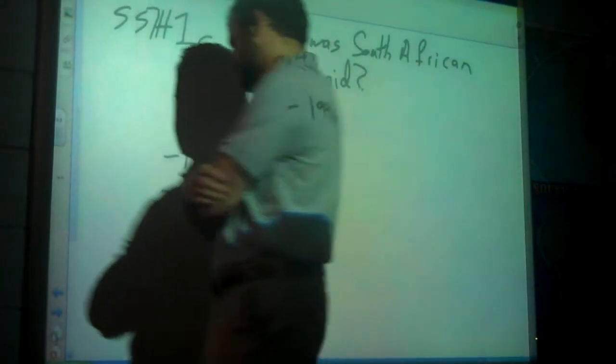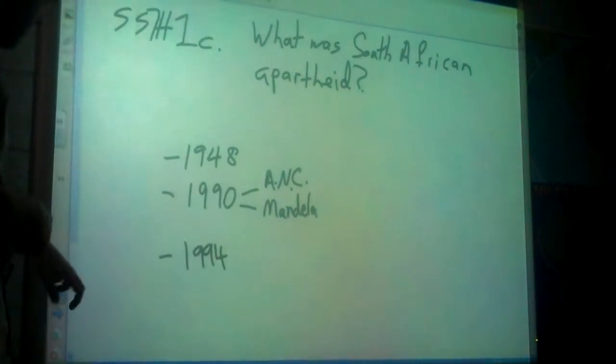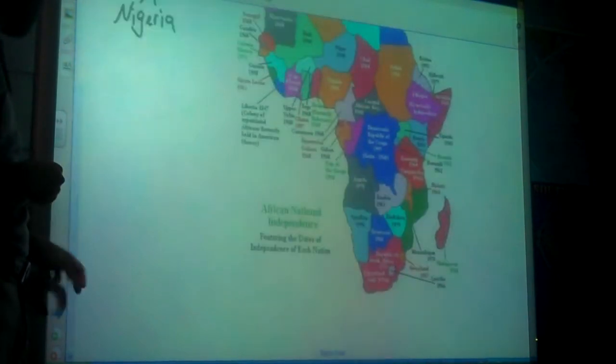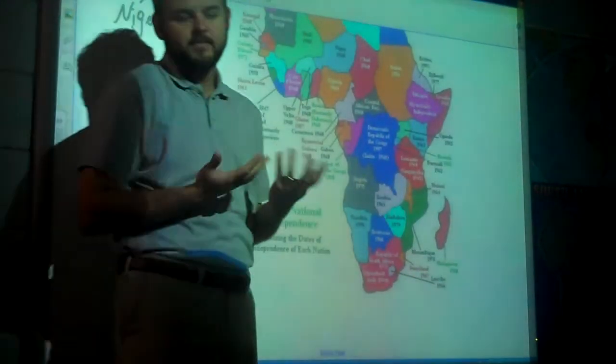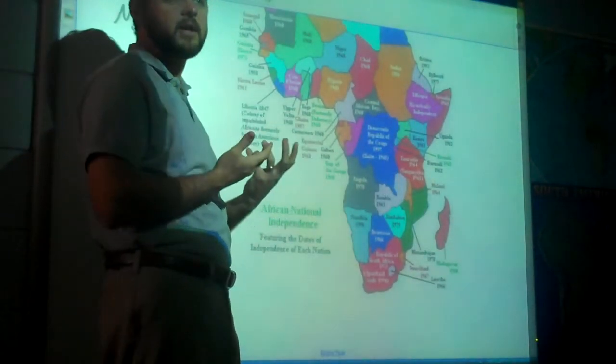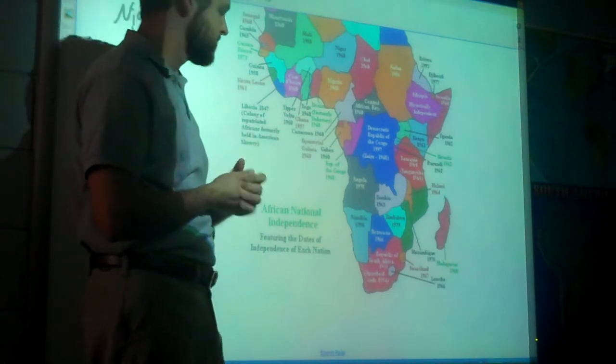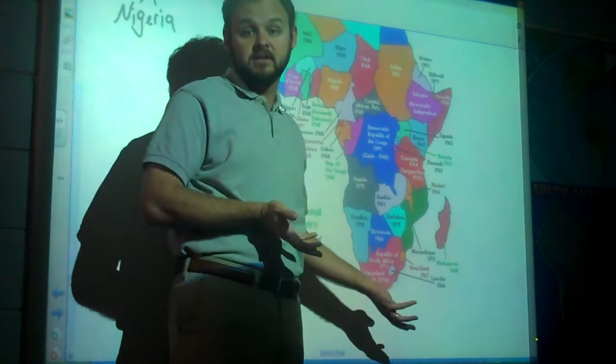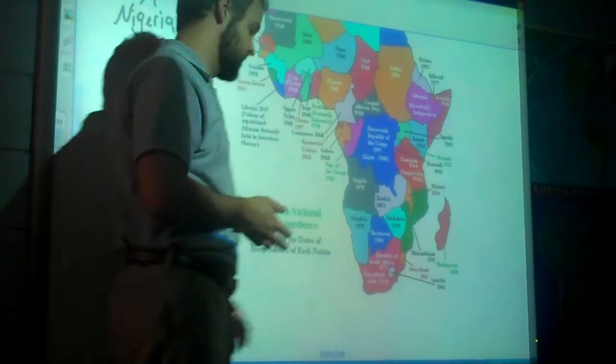Well, let's go back and look at a map. When we say South Africa, we're actually talking about a country. It's not a direction. It's not like a relative geographical term. It is actually a country called South Africa.